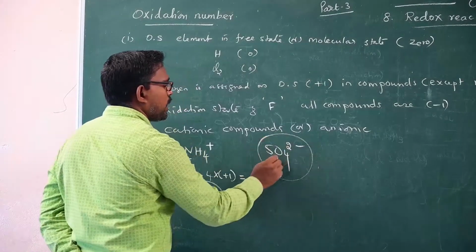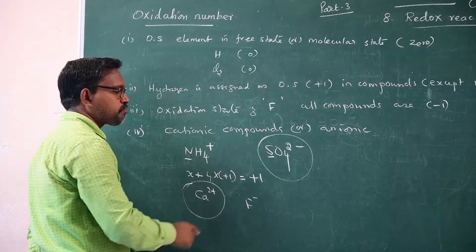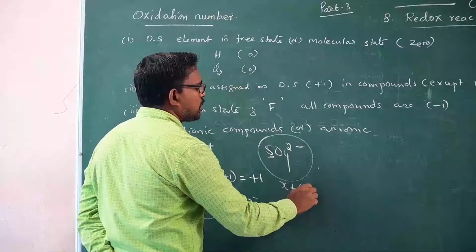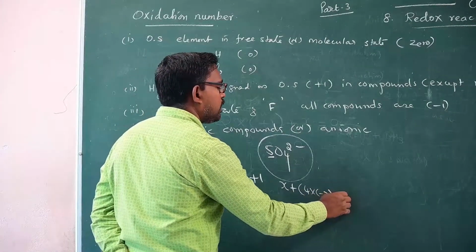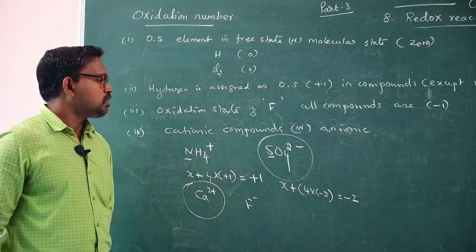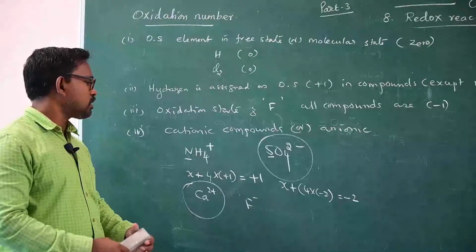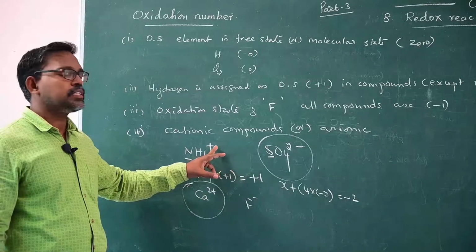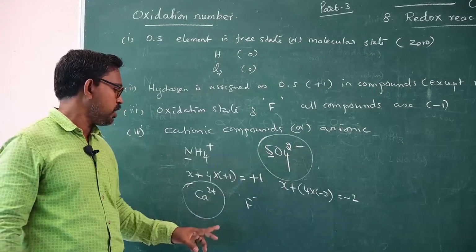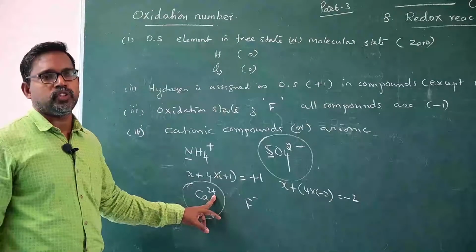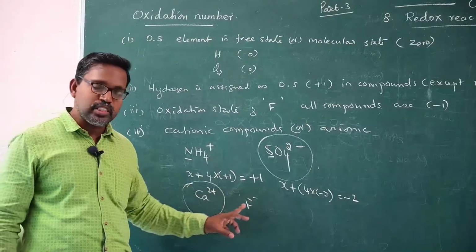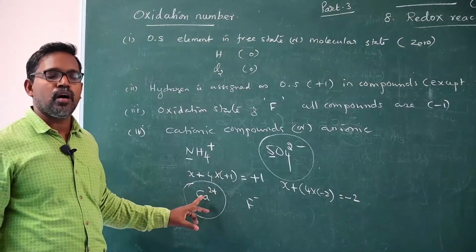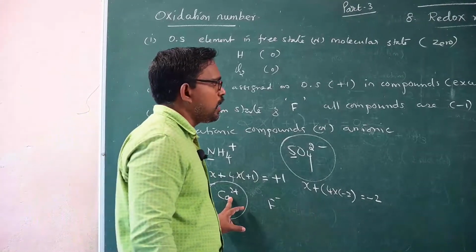Here SO4 2 minus, you assign the oxidation state of sulfur. It is X, oxygen 4 into minus 2, that is equal to minus 2. For charged compounds, the overall charge is taken as equal to the constant charge, either positive or negative. For simple ionic compounds, either a positive ion or a negative ion, the overall charge is equal to the oxidation state of the concerned element.